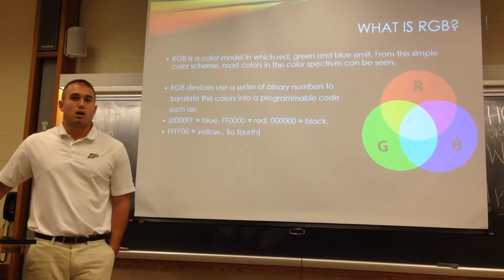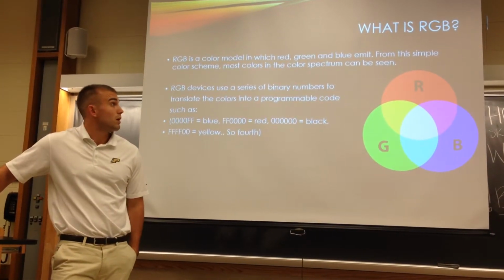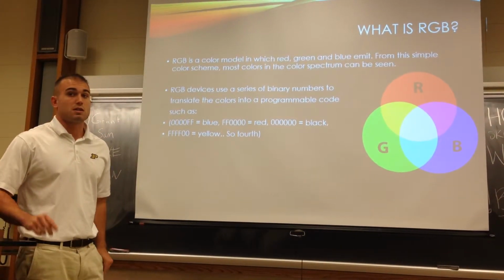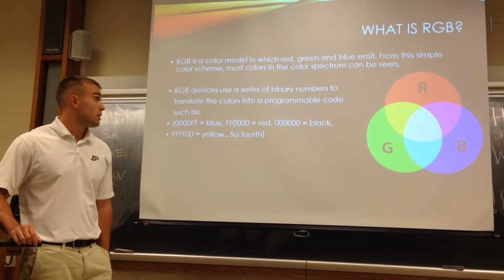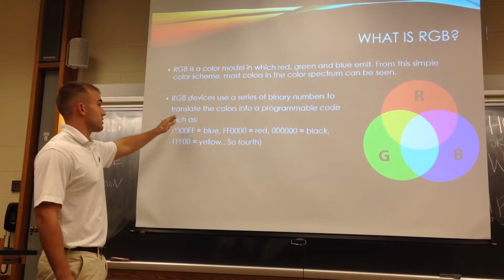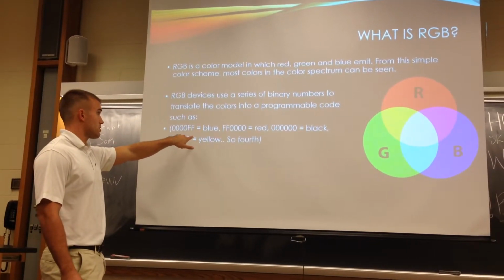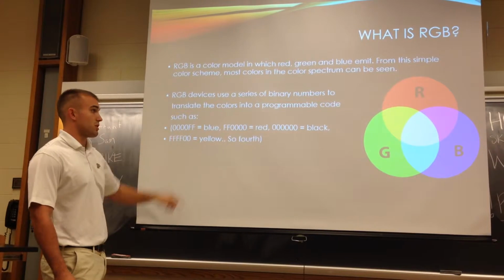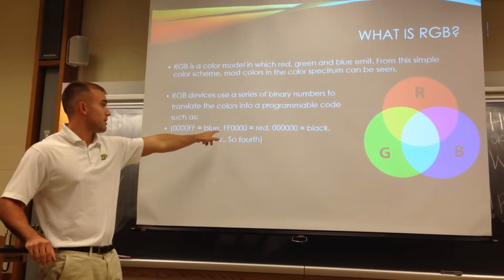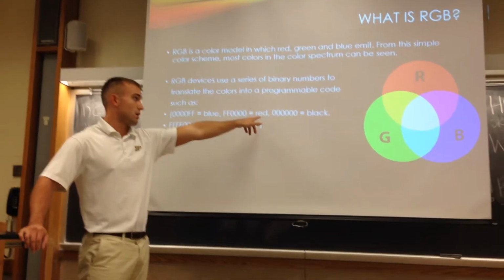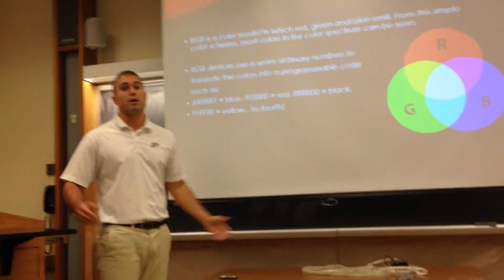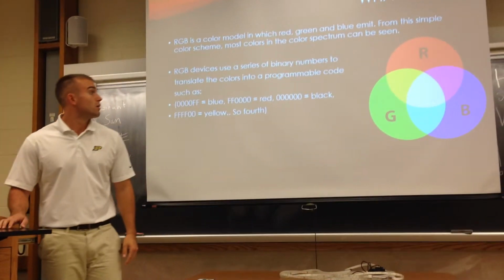RGB, red, green, blue, is a color scheme that essentially spans the entire color spectrum. Now, the technical side of this is it's actually a programmable binary code that can be transmitted into a controller of some sort into the LED strip. So, for example, some of the basic ones, you have 0000FF, which is a hexadecimal code from binary that is transmitted into the blue color, FF0000, which is equal to red, 000000 is equal to black, and essentially so forth from the entire color spectrum up until 6 Fs.